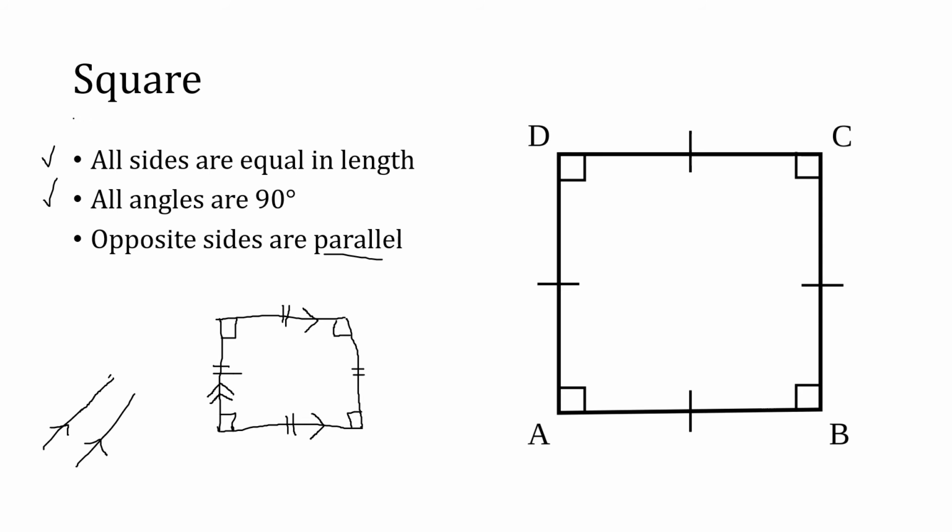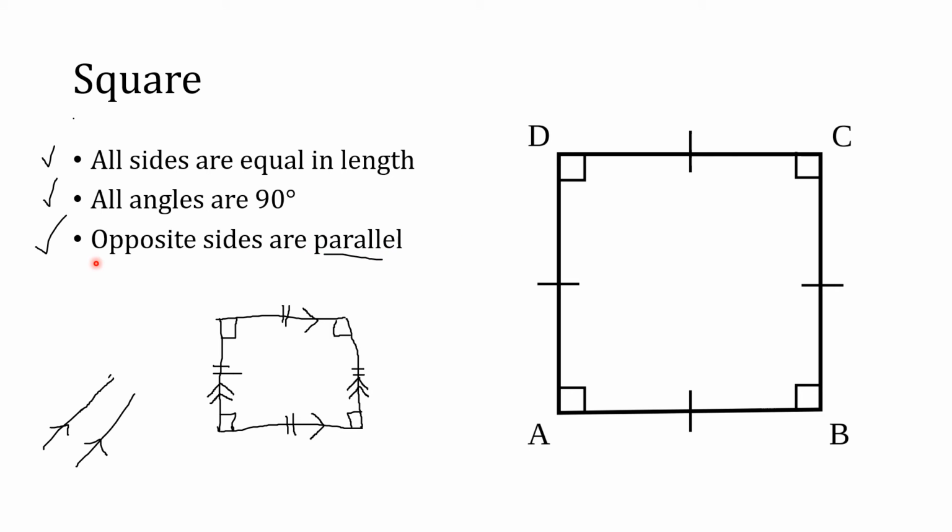So two arrows here and then two arrows here. And by doing that, I have indicated all of these necessary points to show that what I have drawn is indeed a square, because all of those statements are true. All the sides are equal in length, all the angles are 90 degrees, and opposite sides are parallel.